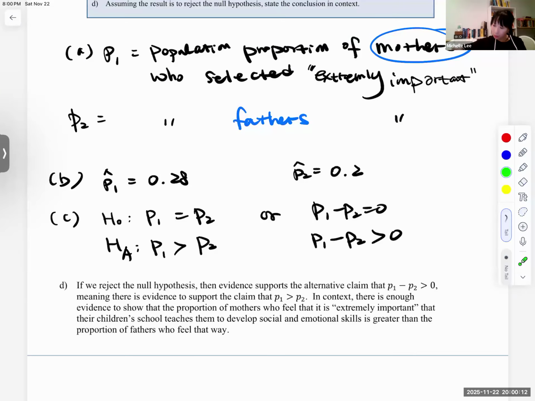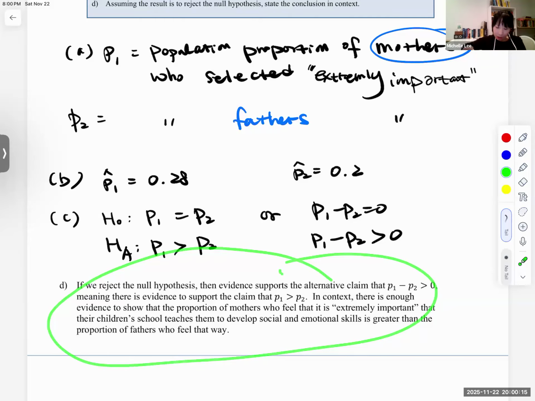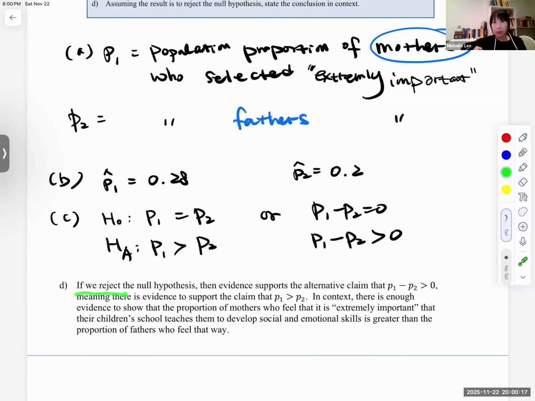All right, so I brought the conclusion here. If we reject the null hypothesis test, then there is sufficient evidence to support the alternative hypothesis test, right? So in that case, p sub 1 minus p sub 2, their difference, is greater than 0. Same as this one, right? In context, there is enough evidence to show the proportion.